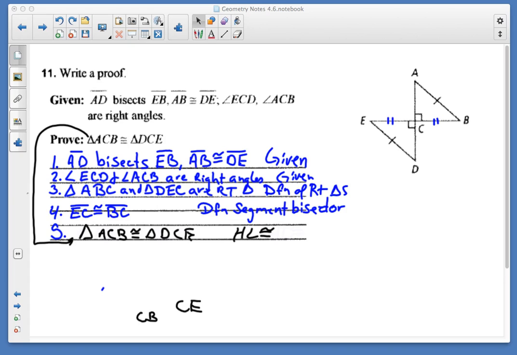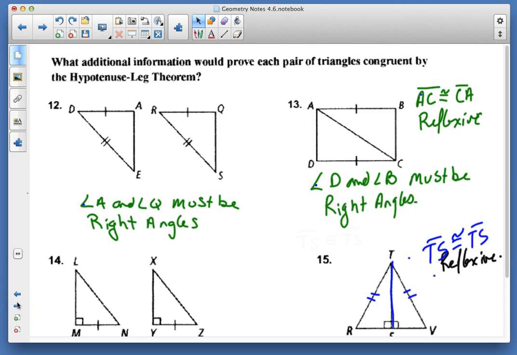Now, here's the deal. I got some people right now, they're like, okay, Bloom, this is, geez Louise, all this stuff I tap on is still here. This is what we've got. We've got this going on with angle A and angle Q must be right angles. Are you okay with that?